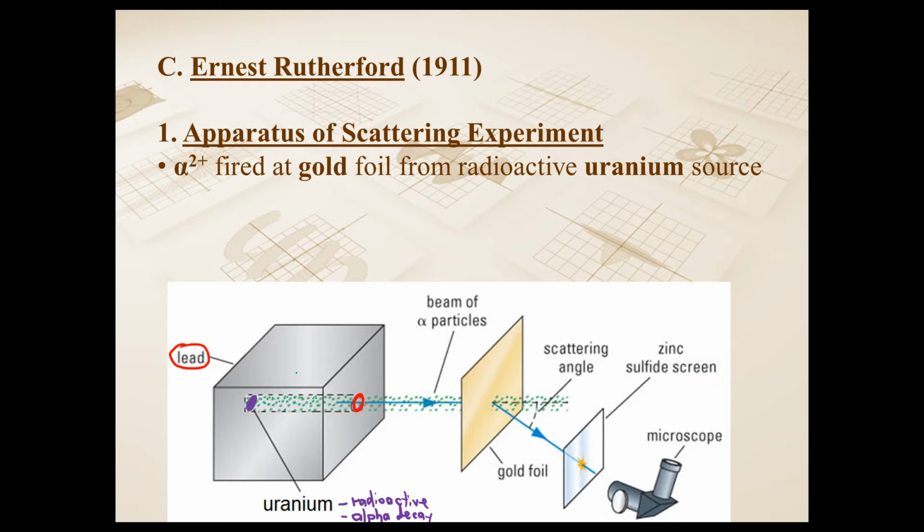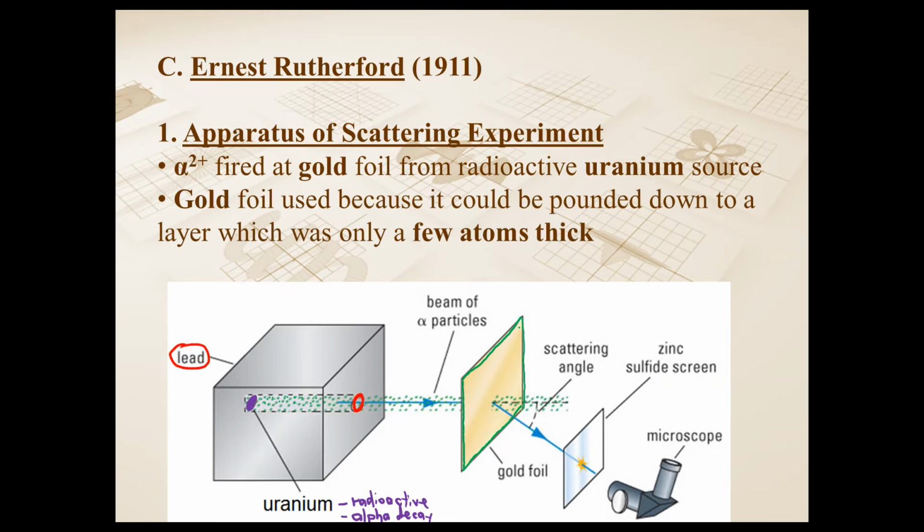Now we're going to take those alpha particles, alpha 2 plus, and we're going to fire them at a very, very thin sheet of gold foil. This thin sheet of gold foil is going to be located a little bit over here. The reason we use gold is because we can make a gold sheet extremely thin. In fact, and I have a hard time believing this, and I don't even know where I got this fact from, but I think you can pound a piece of gold foil down to where it's only a few atoms thick. So it's extremely thin.